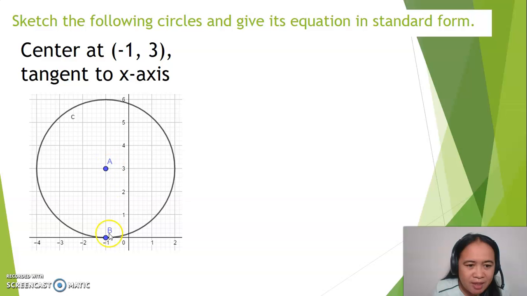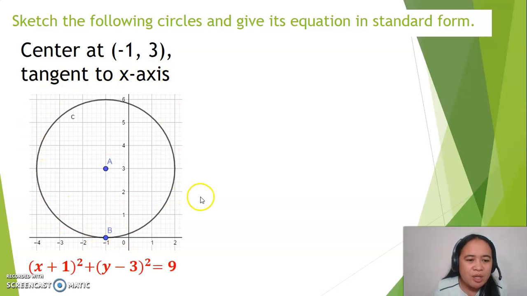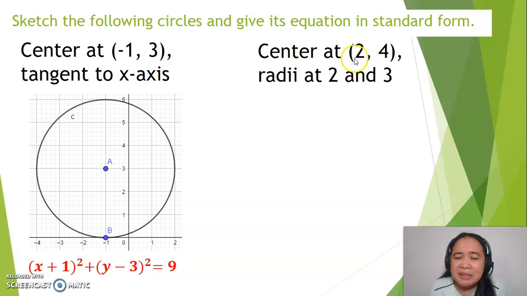So therefore, from A to B, then sketch the circle. So with this, our equation would be (x + 1)² + (y − 3)² = 9, because from A going to B, that would be 3. So 3 squared will end up with 9. Another: the center is at (2, 4).